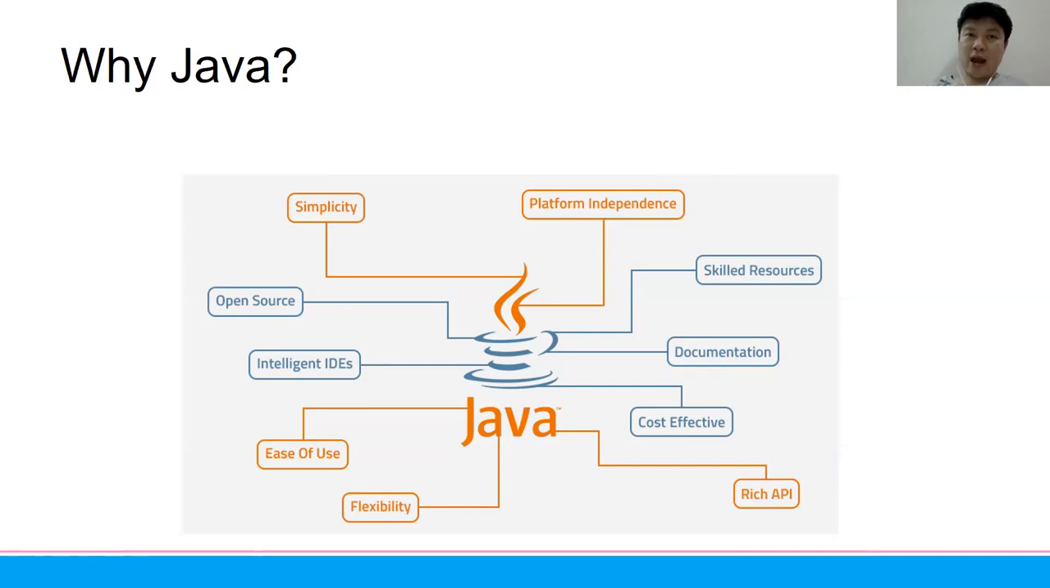If you face an error in your development, there will be many people who share how to solve that problem. Documentation is also very well established. It's very important to learn a programming language with good documentation, and cost effective. So when you know Java, it's not that costly when you develop a desktop application and so on.